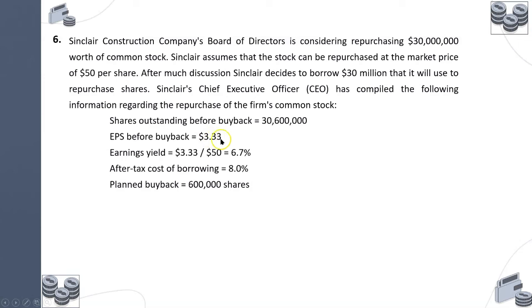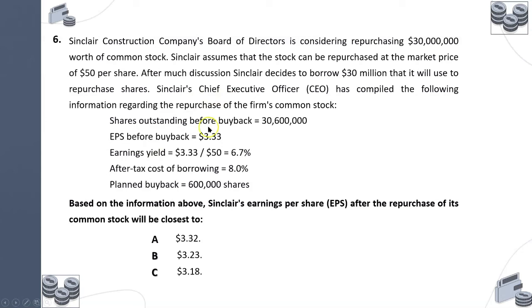Earnings yield is definitely the earnings per share divided by the share price, which is 6.7. After-tax cost of borrowing is 8%, that means there is a new financing cost, which is equal to 8% times 30 million borrowed. That will affect the profitability. The company is going to buy back 600,000 shares. The remaining will be 30 million shares after the buyback. So these are the answers given based on the information above. The company's earnings per share after the repurchase will be which amount? These are the answers.